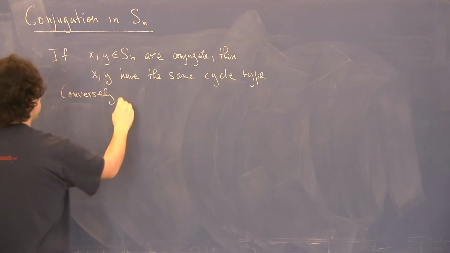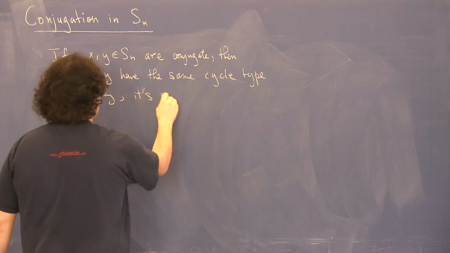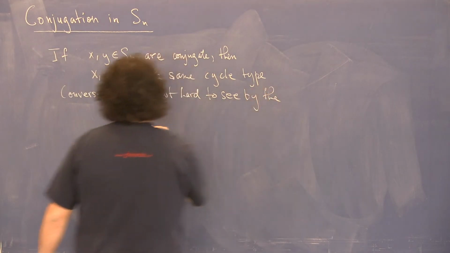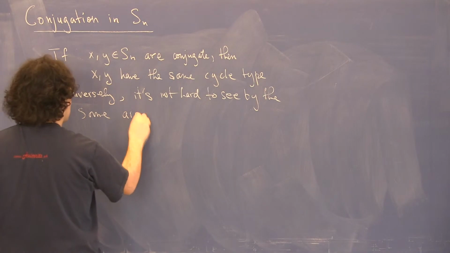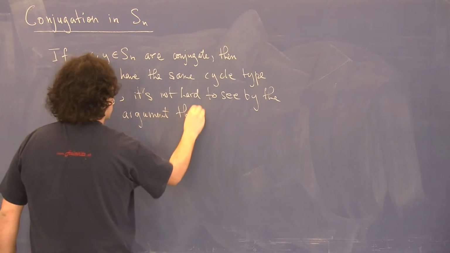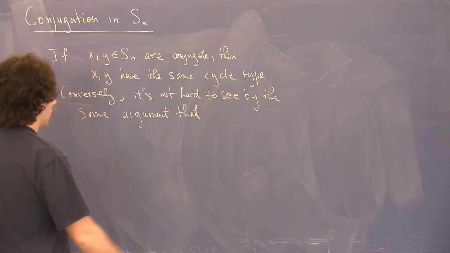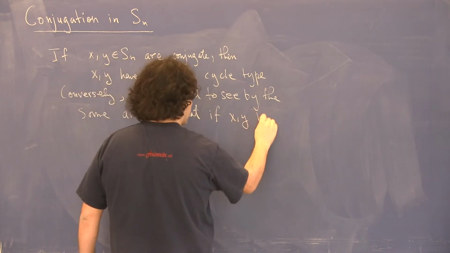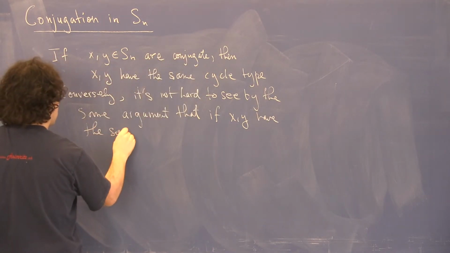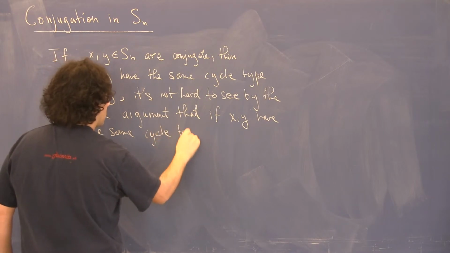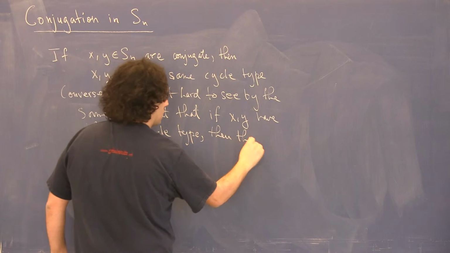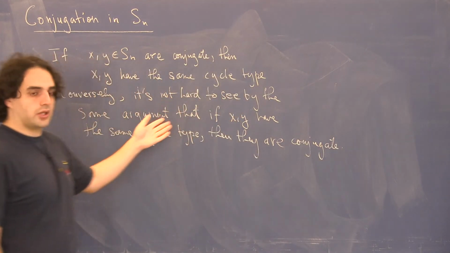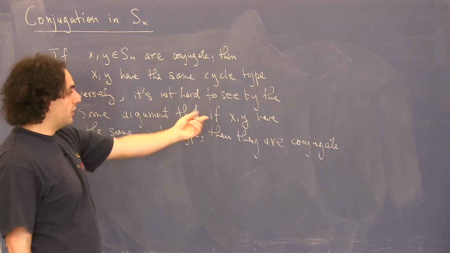conversely, it's not hard to see, by the same argument in the other direction, that if x and y have the same cycle type, then they are conjugate. And concretely, how would we do this? We would just set out to find our sigma conjugating x to y.